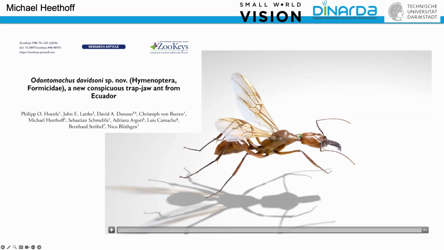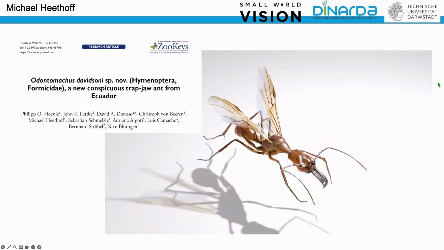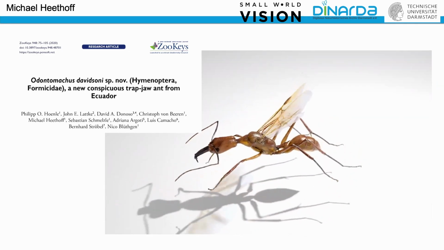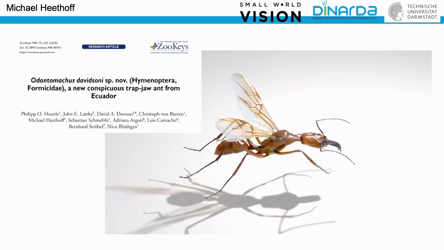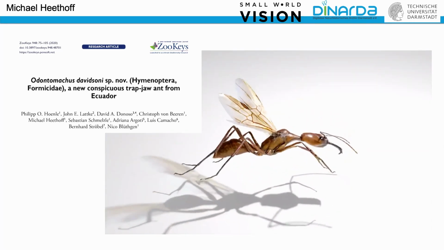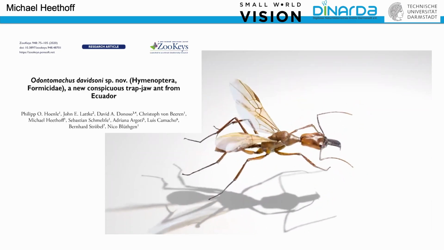We described a new ant species from Ecuador, and this is the first species that has a physical holotype and also a digital holotype. This is how the queen of this ant species from Ecuador actually looked like. You can now either go to the museum and look at the physical specimen, or you can download all the digital information and look if you want to see something about the morphology or so.